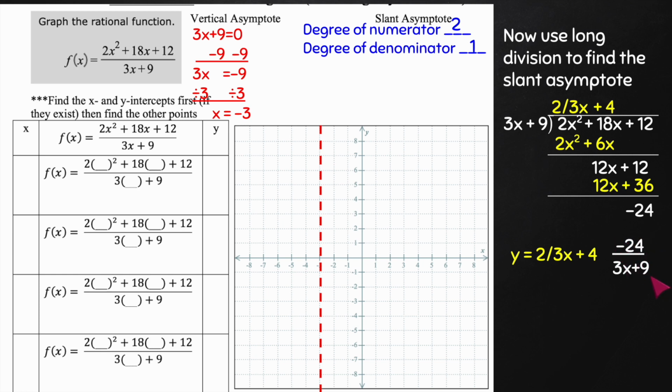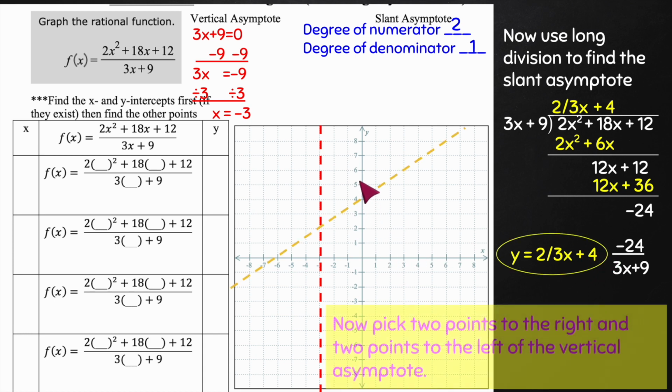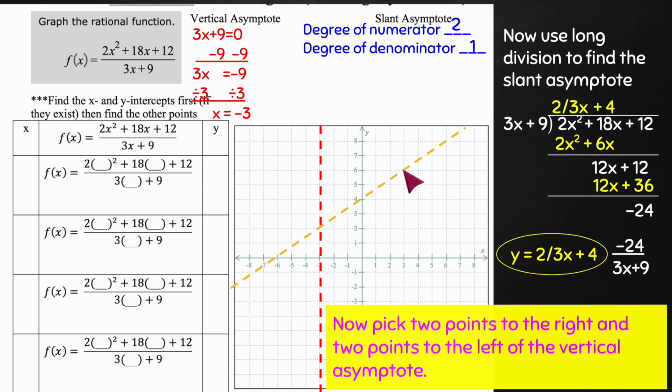Now I'm going to ignore the 24 over 3x plus 9. That's not part of what I'm graphing. I wanted this here because this is mx plus b. So now I'm going to start at 4, and I'm going to go up 2 over 3, and that would be my 2 points, and I would graph this line here. Okay, so this is just my slant asymptote, my diagonal asymptote.